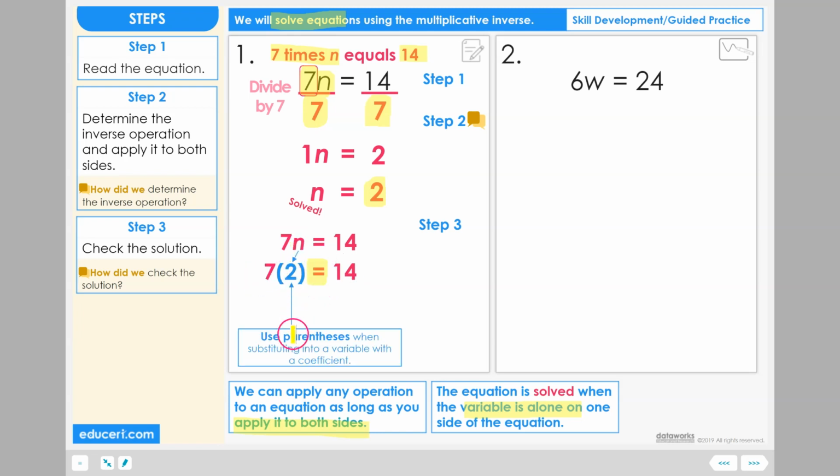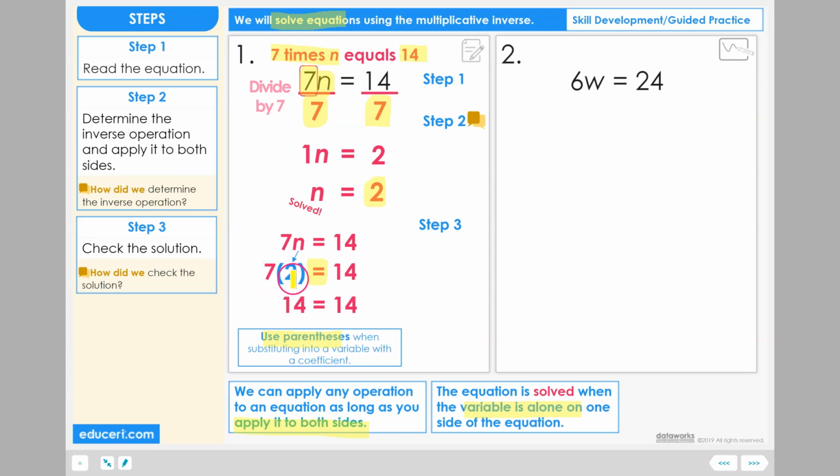Now make sure that you use parentheses when substituting into a variable with the coefficient. If you put the 2 here without the parentheses, it might look like 72. We want this to be clear that it is 7 times 2, and parentheses will help make sure that we do not make a mistake.